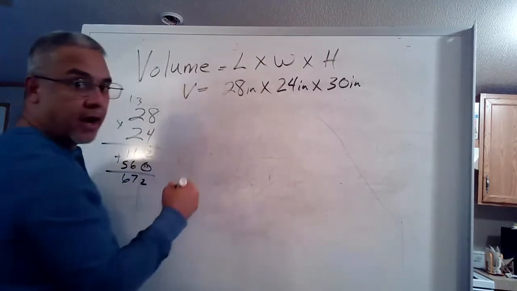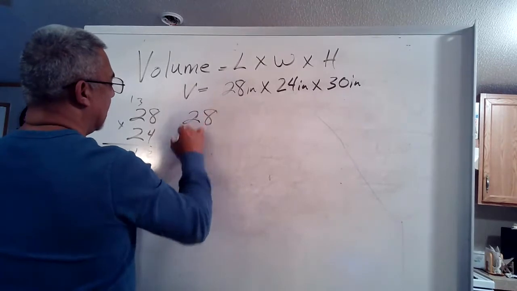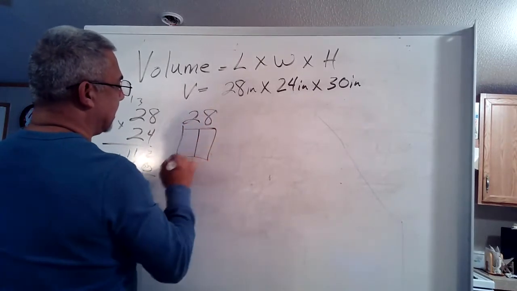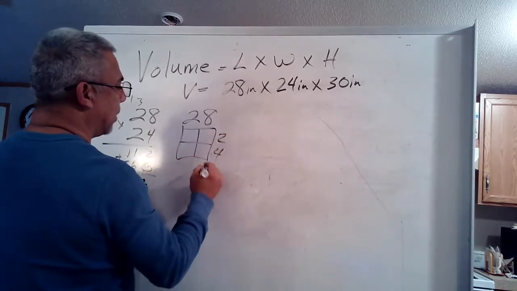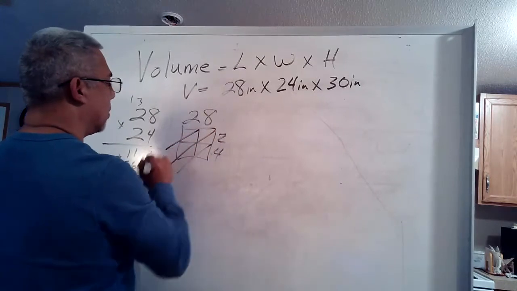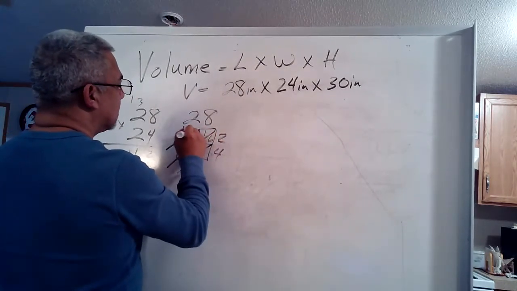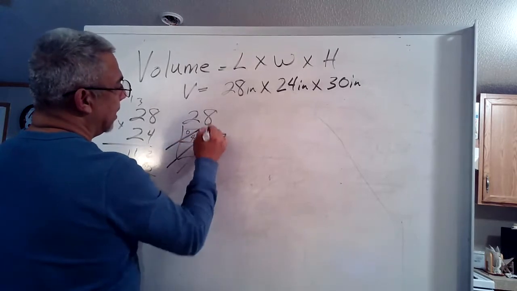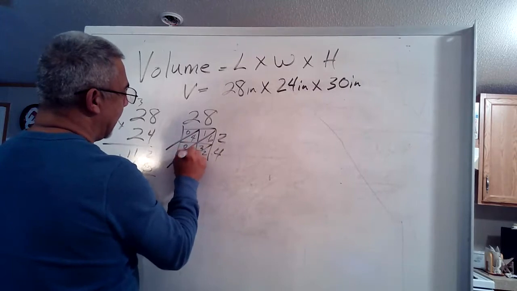Now, let me try it with the lattice way. And I'm going to go 28. 2 gets a lane, 8 gets a lane. 24. 2 gets a lane, 4 gets a lane. Corner, corner, down. Corner, corner, down. Corner, corner, down. 8 times 2 is 16. 2 times 2 is 0, 4. And that's a 32. And that's a 08.